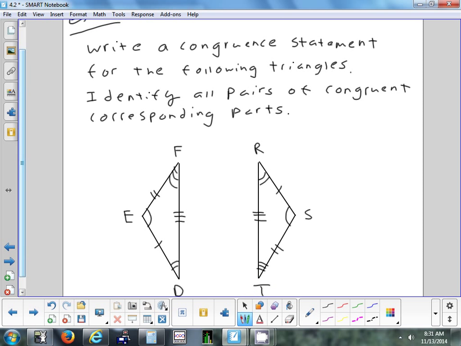Okay, so the first thing I want to do here is write a congruent statement. So that's triangle, then 3 letters, is congruent to triangle, 3 more letters. And then I want to identify all the corresponding parts. So that's 6 things: the 3 angles and the 3 sides.